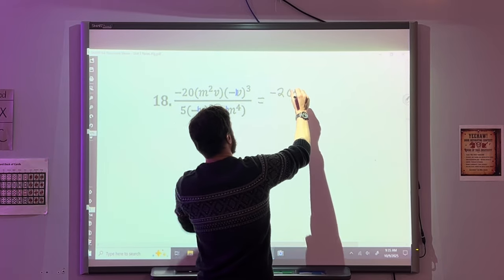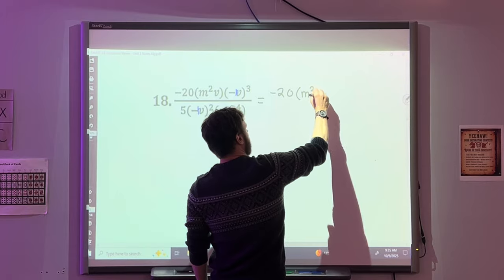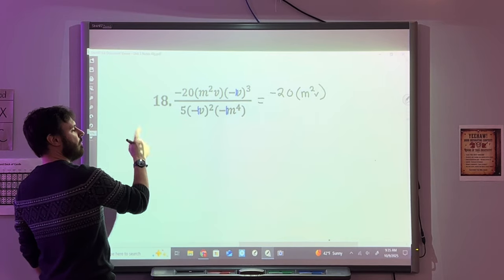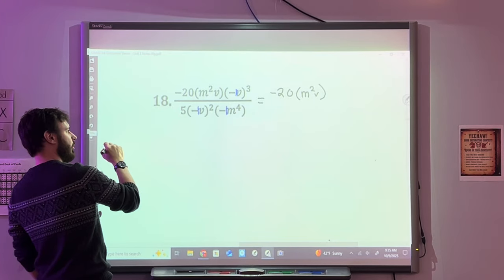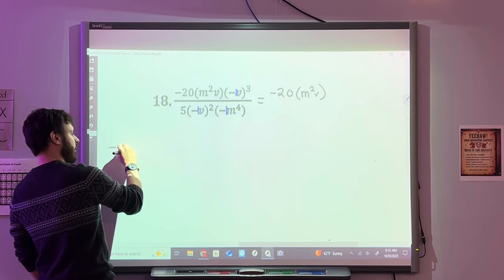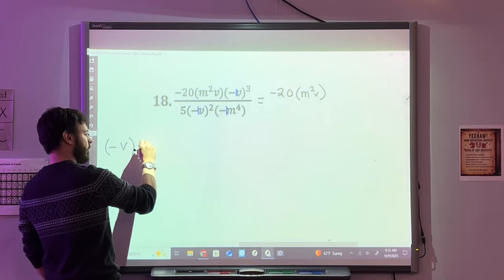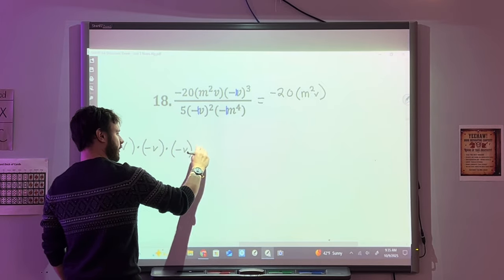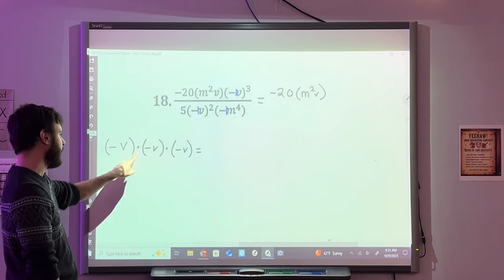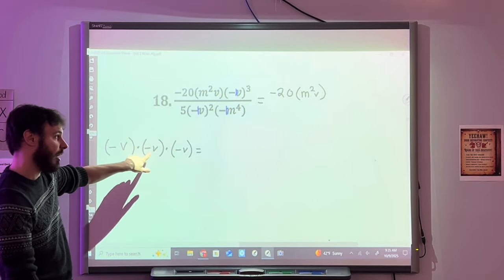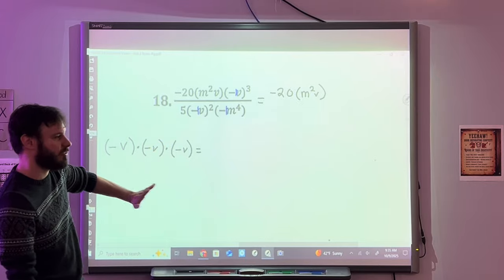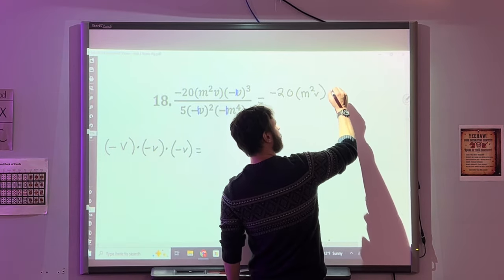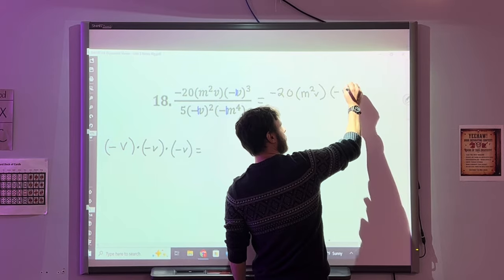So -20. And then that is gonna be v, -v cubed. Okay, so maybe it makes sense if I read it like this. -v times -v times -v. Okay, let's see. Negative times negative make positive. Positive times negative makes negative. Okay, so we're gonna stay negative. And how many v's? 1, 2, 3.